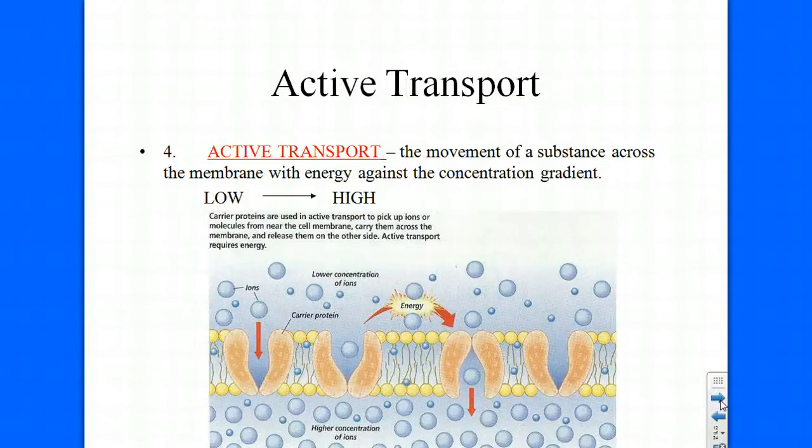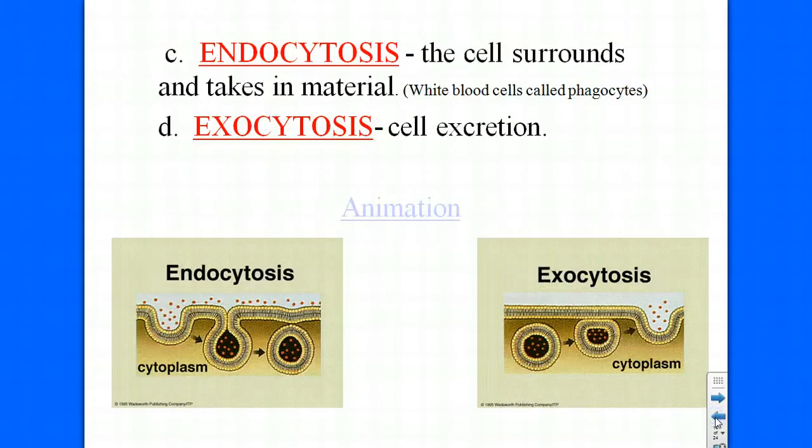And when we need materials to move from low concentration to high concentration, energy has to be used. So ATP is our main source of energy that will trigger these proteins to open up and to transport materials against a concentration gradient. This was a lot of information in a short period of time.